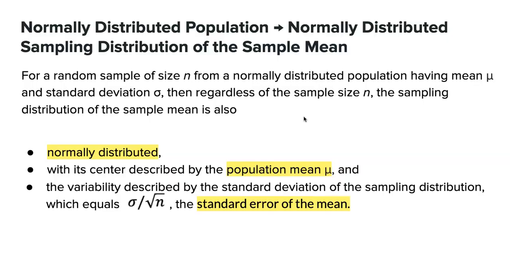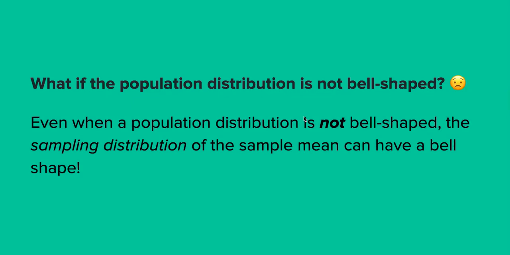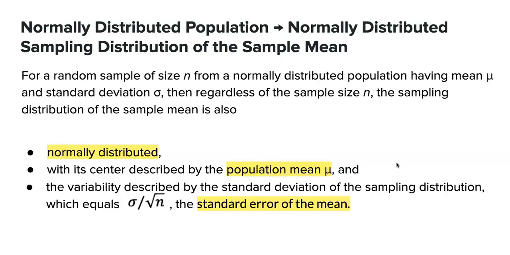Okay? So what if the population distribution is not bell-shaped or not normally distributed? Can we still use the normal distribution to find all these probabilities in a sampling distribution of the sample mean? And the answer is yes. Even when a population distribution is not bell-shaped, the sampling distribution of the sample mean can have a bell shape, and that depends on the sample size. Okay? So if you have a small sample size, then you have to make sure that you're getting the sample from a normally distributed population. Otherwise, you can't assume normality.